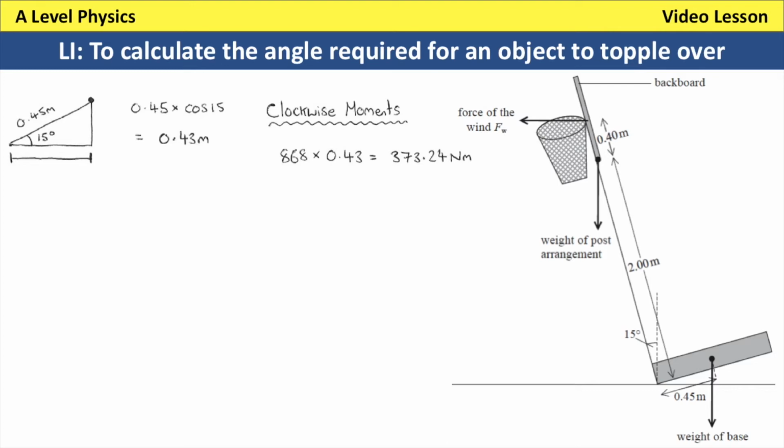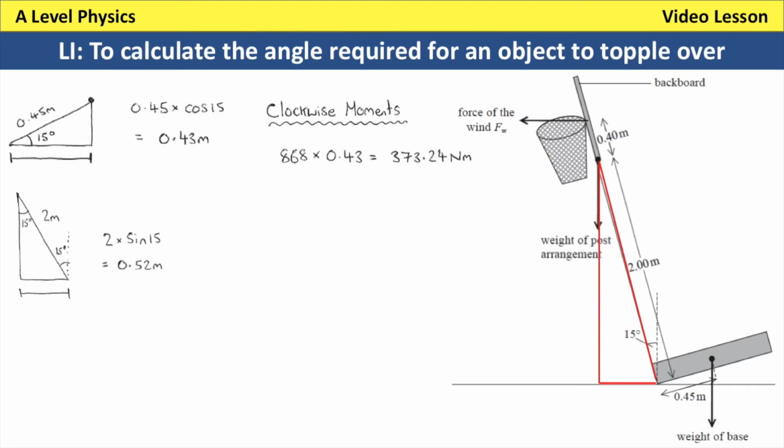Now we need to consider the anti-clockwise moments. There are going to be two forces here that cause anti-clockwise moments. We have the weight of the post arrangement and the force of the wind. We'll deal with the weight of the post arrangement first because we know that that has a weight of 27 newtons. Now, unfortunately, the distance of 2 meters is not perpendicular to the weight of the post arrangement. If I just highlight this triangle here for you on the board, you can see that what we'd actually need to work out is the bottom side of that triangle, because that would be perpendicular to the direction that the weight is acting. So I've redrawn that here as part of the working out.